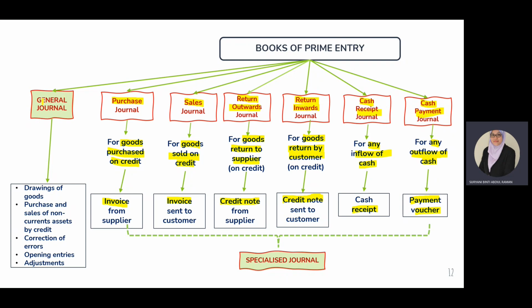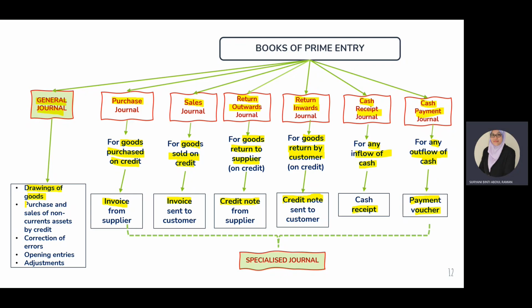Next is the general journal. So what is the function of the general journal? The function is to record other transactions that cannot be recorded in these 6 types of special journal. The example is transactions related to drawings of goods. So when the owner takes goods for personal use, the transaction cannot be recorded in the purchase, sales, returns outwards, and so on. Therefore, the most appropriate book of prime entry will be the general journal.